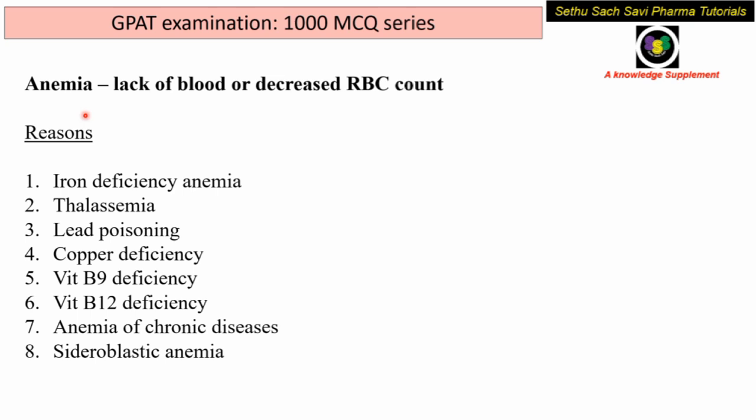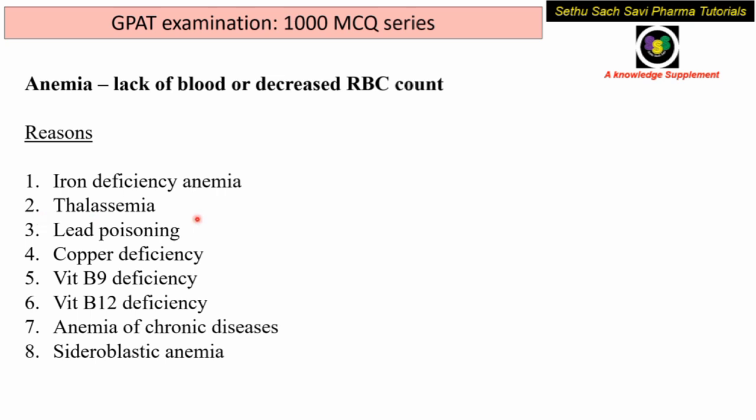So what are the reasons for this anemia? See, there can be various reasons for the development of anemia. Let's check each one in detail. First one, iron deficiency anemia. For the production of RBC, we need folic acid, iron as well as vitamin B12, that is cyanocobalamin, right? So if there is deficiency of iron, it can cause iron deficiency anemia.